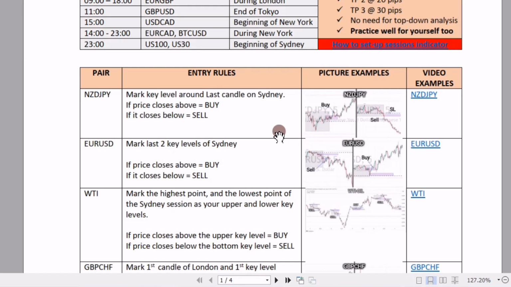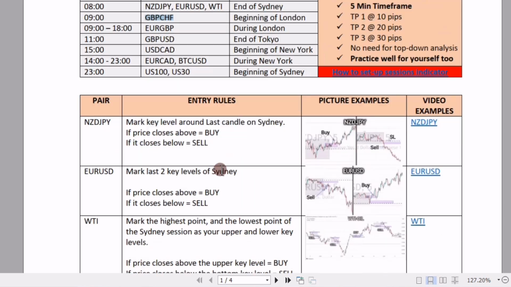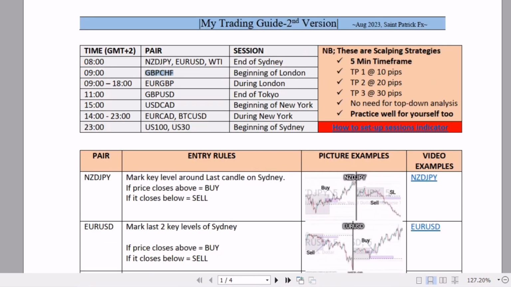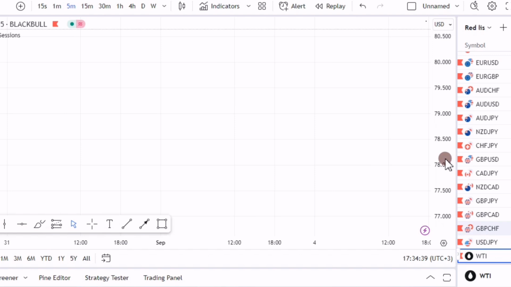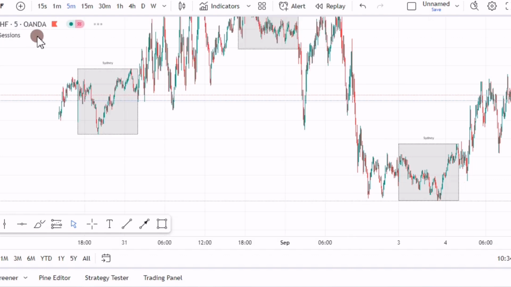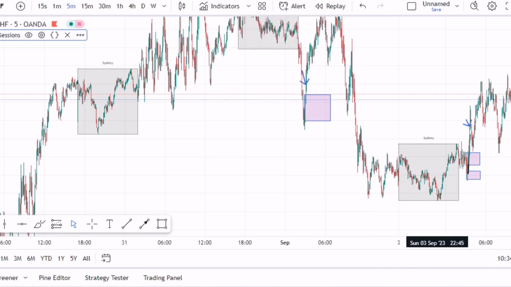Let's just pick maybe another pair. Let's say you jump into the market and it's no longer 8 a.m., it's around 9 a.m. What you look for is maybe the entry on GBP CHF, which is from the beginning of the London session. Again, you scroll down on GBP CHF there, mark the first candle of London and the first key level. Basically, I won't go to the video this time. Let's jump to GBP CHF, and then let's go to the settings of the indicator and include the London session and press OK.